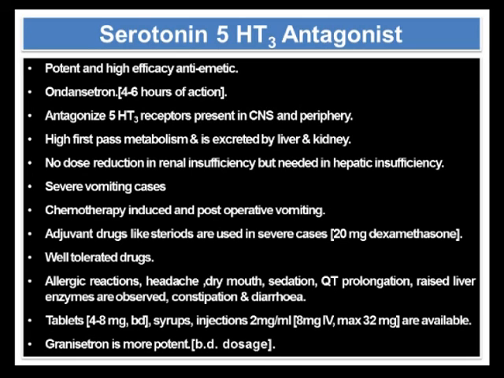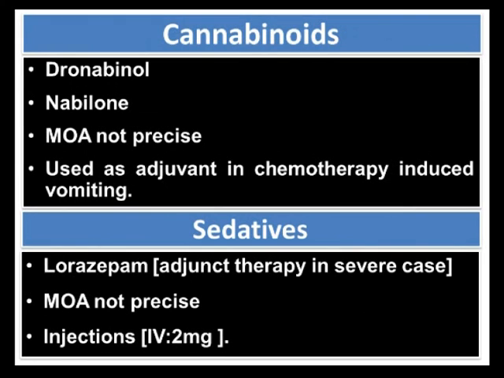cancer. Granisetron, which is one more form of 5-HT3 antagonist, is a more potent anti-emetic drug with a BD dosage, twice a day dosage. Now, that was about 5-HT3 antagonists. There are a few other drugs which are also used as adjuvant to therapies. The ones noted here are cannabinoid drugs.